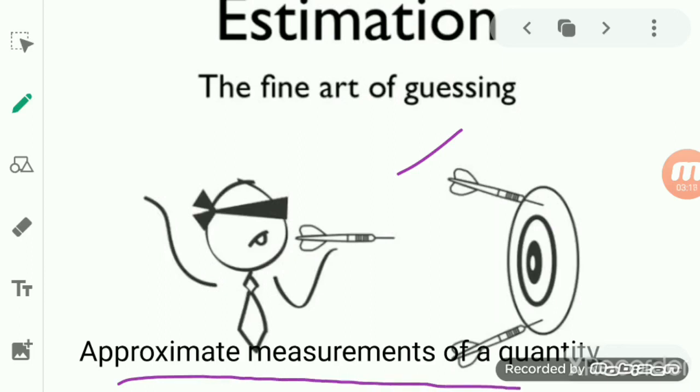Estimation is getting an approximate measurement without using any measuring instrument. We use a measuring instrument like the measuring tape or the ruler to get the accurate measurement. But the approximate measurement of a quantity taken without using a proper measuring instrument is the estimate, that is, the estimation.